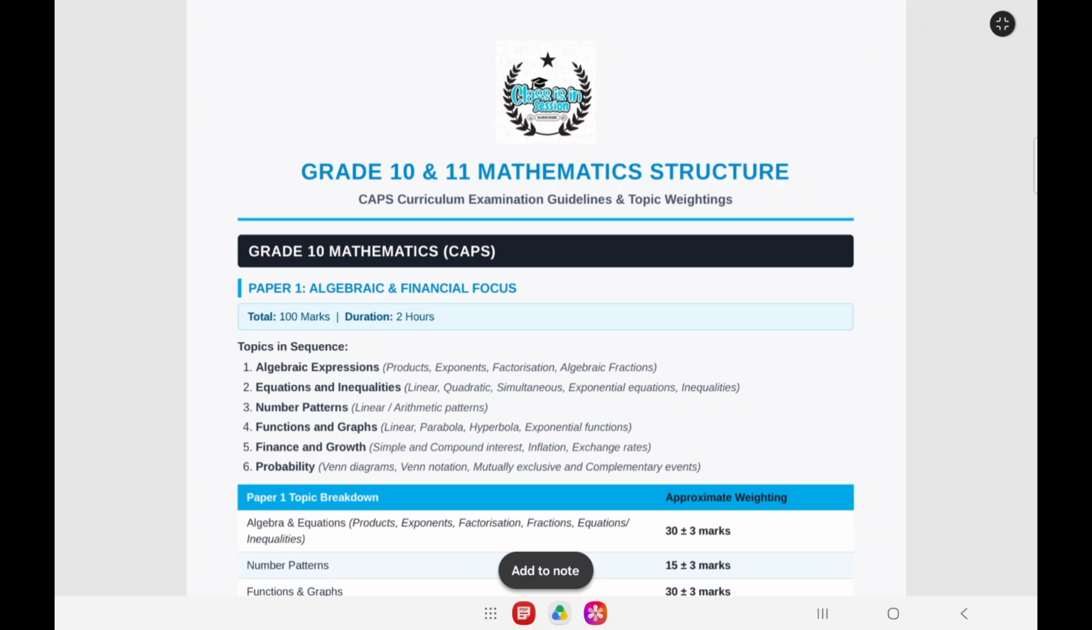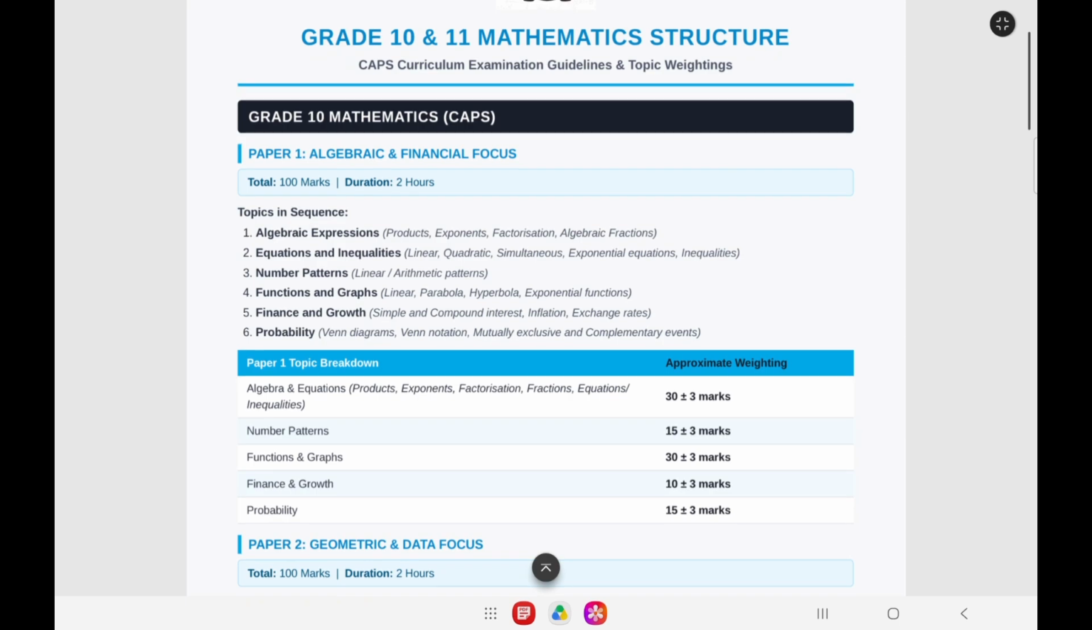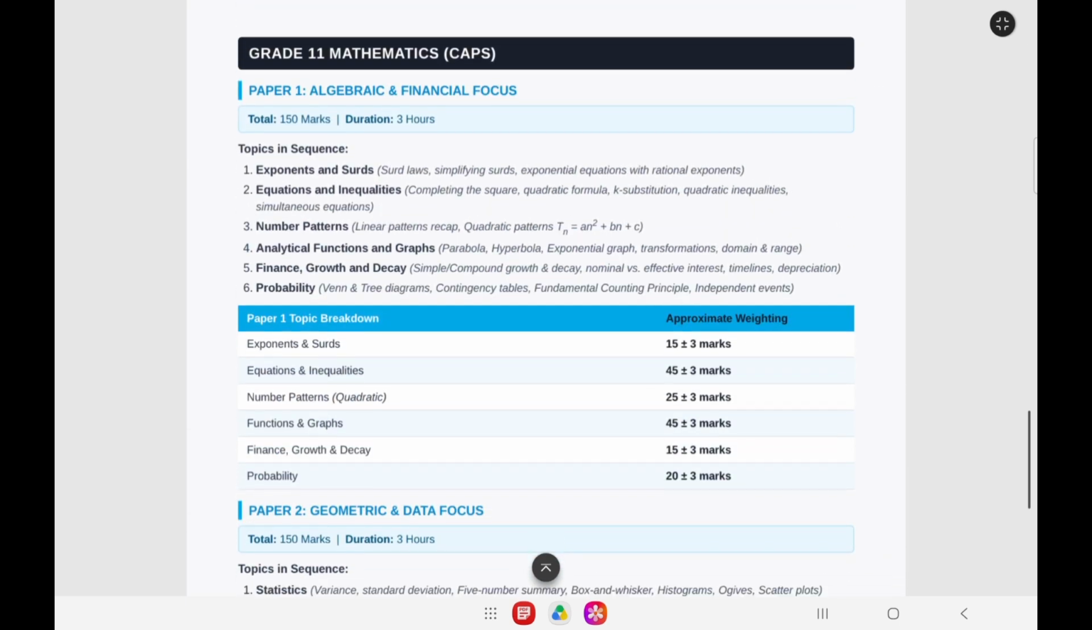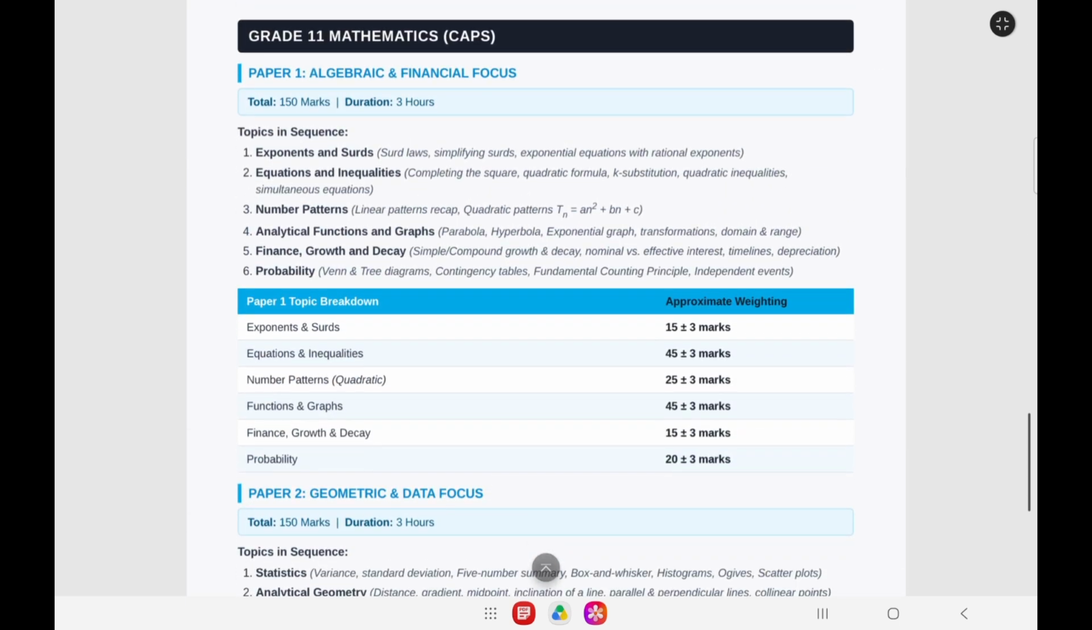So this document has the grade 10 mathematics structure as well as the grade 11 document. So if you're a grade 10 learner or grade 11 learner, you can use the exact same document. I have the grade 10 part and then the grade 11 part here in the bottom page. So let's go through the grade 11 part.